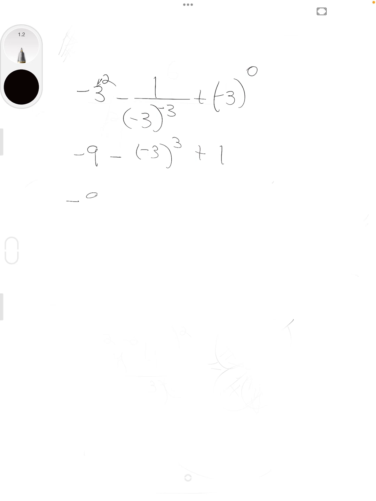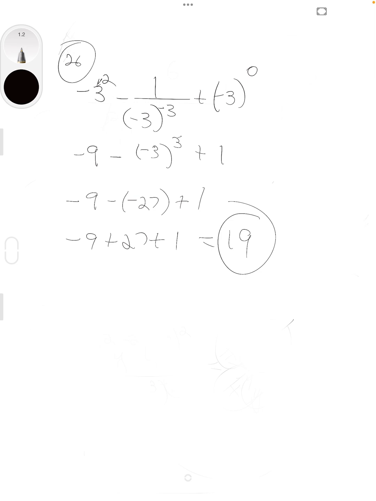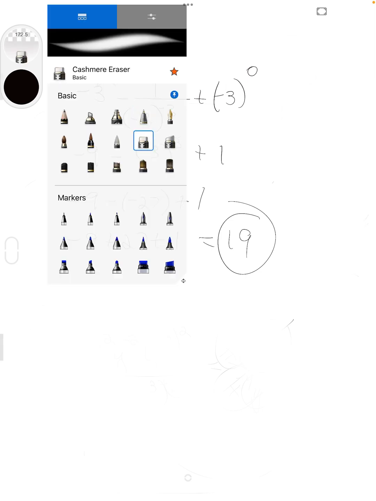So this becomes negative 9. What's negative 3 to the 3rd power? Negative 3 times negative 3 times negative 3 is negative 27. Plus 1. So what's negative 9 plus 27 plus 1? That's going to be 28 minus 9, which is 19, your answer. Okay, that is number 26. 4 more to go. Whew.